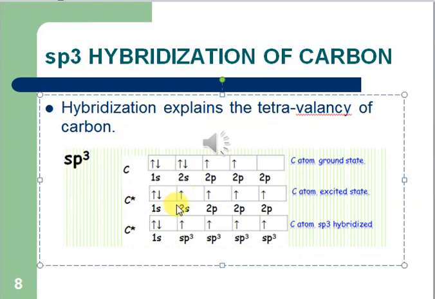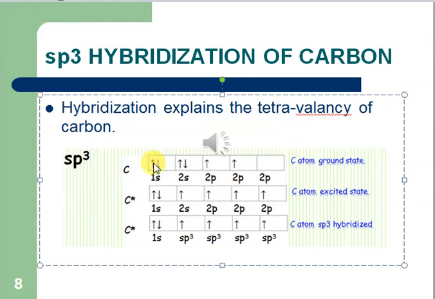The bond formed by overlap of the 2s would be more spherical, while the others would be at 90 degrees to each other. But we can explain the tetravalency of carbon only when all of the bonds are exactly the same and the angle is also the same, equal to 109.5. So in order to explain this experimental evidence, that the bonds of carbon are identical and at an angle of 109.5, we use the concept of hybridization.